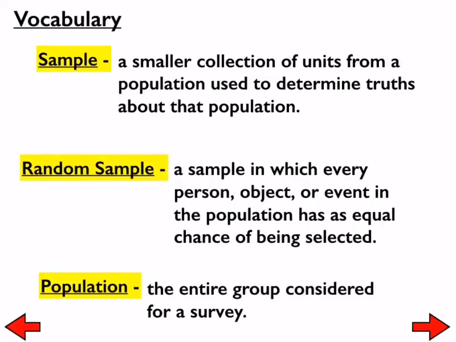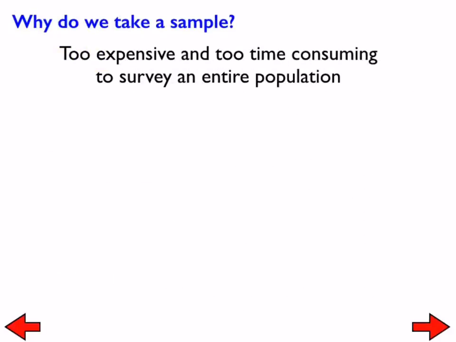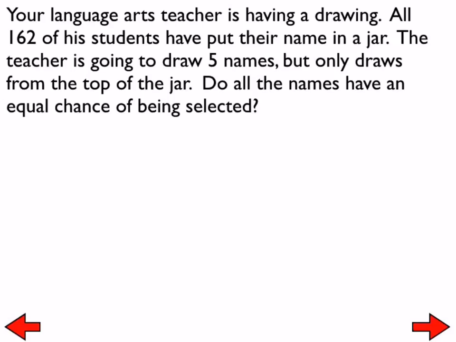All right, and the way I look at this today is this. If you truly understand what random sample means, every single question today is more about common sense than it is anything else. Okay? So why do we take a sample? Well, because many times it's too expensive and too time-consuming to survey an entire population. Okay? All right, problem number one.